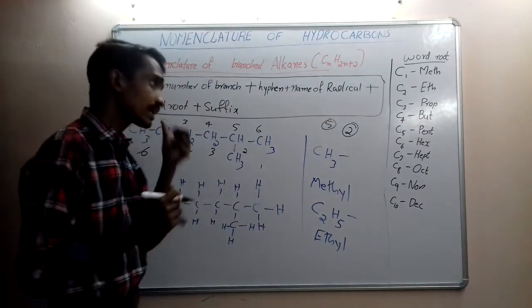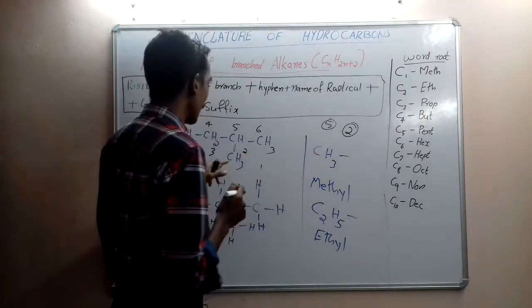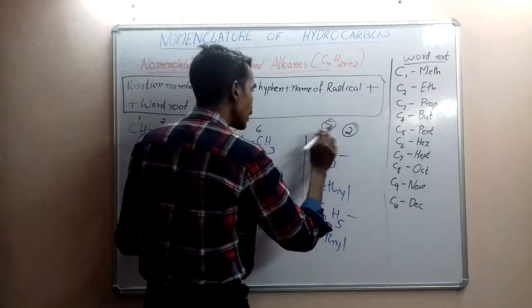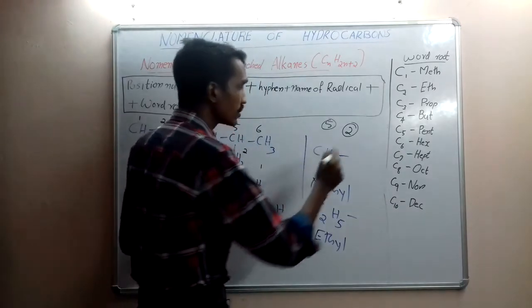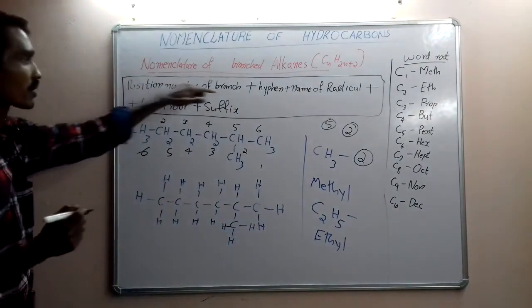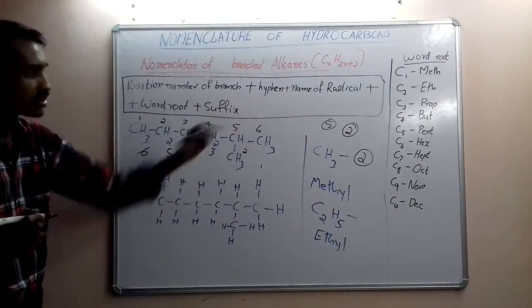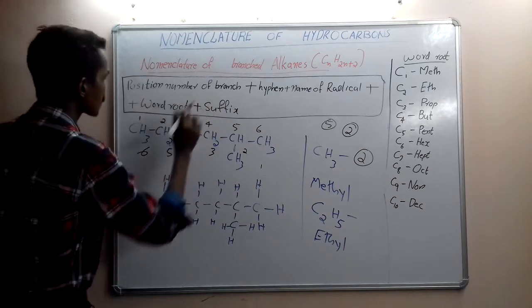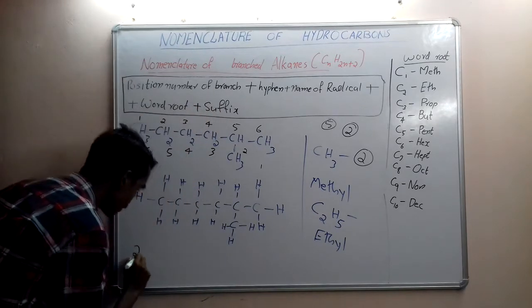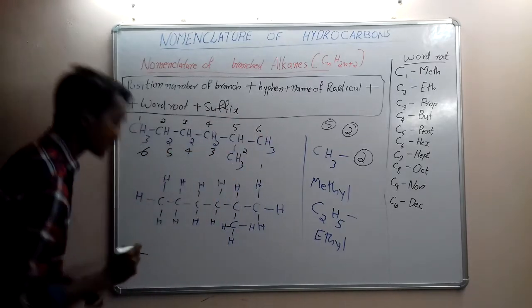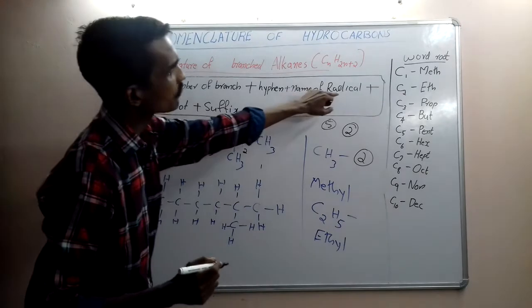So we take the least position. From 5 and 2, the least one is 2. So 2 is the position number of branch. I write the position number of branch, 2, and then a hyphen. Then the name of the radical.